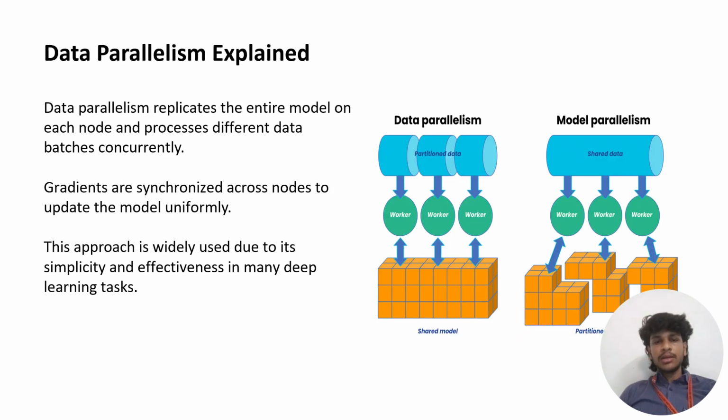Then data parallelism. Data parallelism replicates the entire model on each node and processes different data batches concurrently. Gradients are synchronized across nodes to update the model uniformly. This approach is widely used due to its simplicity and effectiveness in many deep learning tasks.